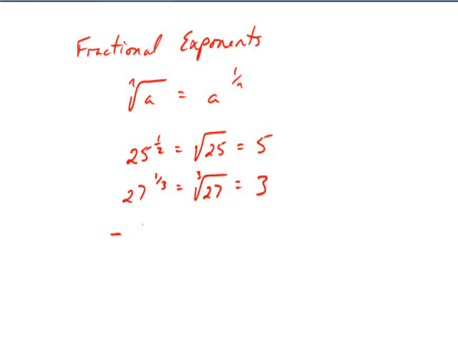Let's throw a negative in here. Let's say we have negative 8 to the 1/3 power. Notice I do not have parentheses around the negative 8, which means that the 8 is the only value being raised to the 1/3 power. In other words, if I write this as a radical, I would have the negative of the cube root of 8, or the negative of 2.